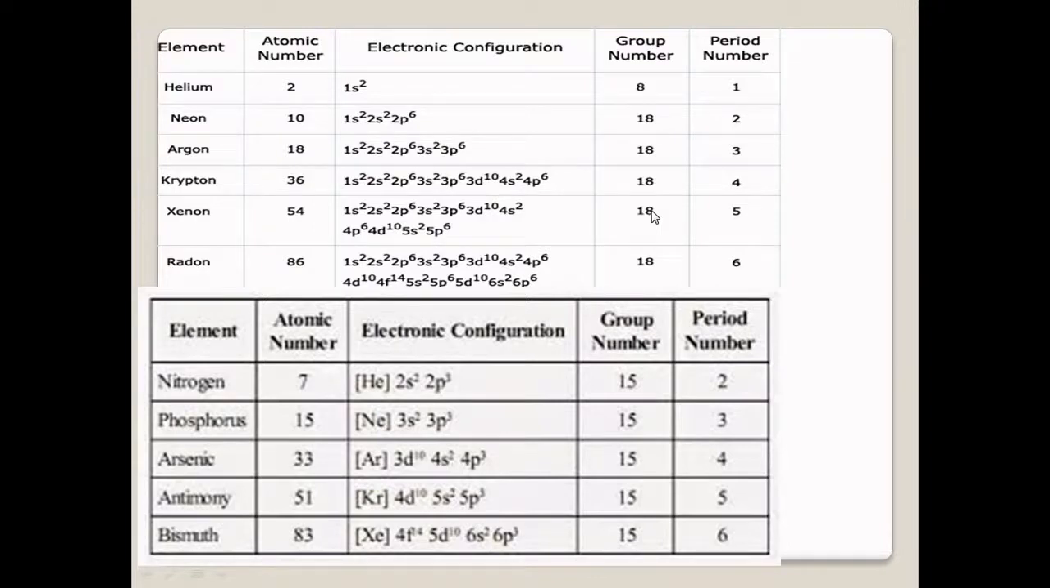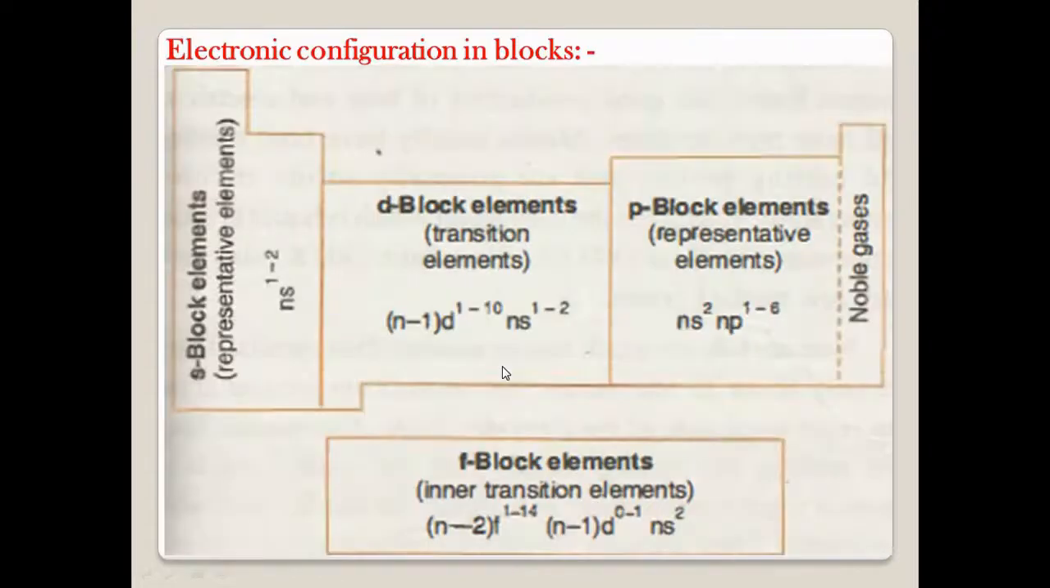Same as nitrogen, phosphorus, arsenic, antimony and bismuth, they have group number 15. The period number is 2, 3, 4, 5, 6. It changes. Are you getting this? Let's see electronic configuration in blocks.